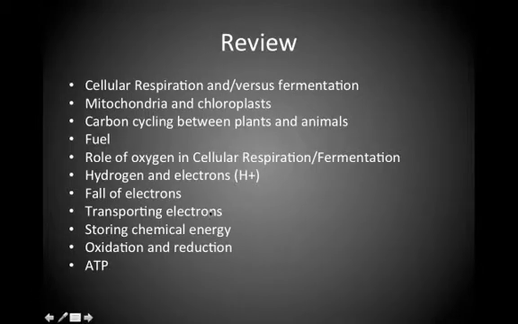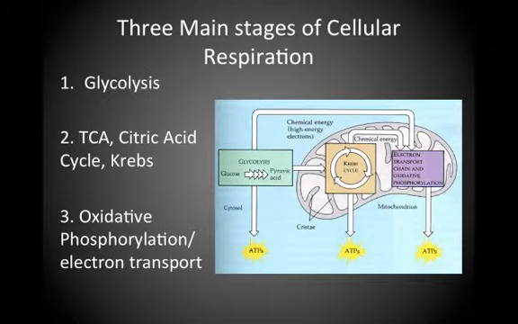We transport electrons using NADH. We store chemical energy using ATP. The reactions that allow electrons to move from place to place are oxidation and reduction reactions. So just a little overview. Again, remember there are 3 main stages of cellular respiration: glycolysis, the Krebs cycle, and the electron transport chain. We're going to get into these now.